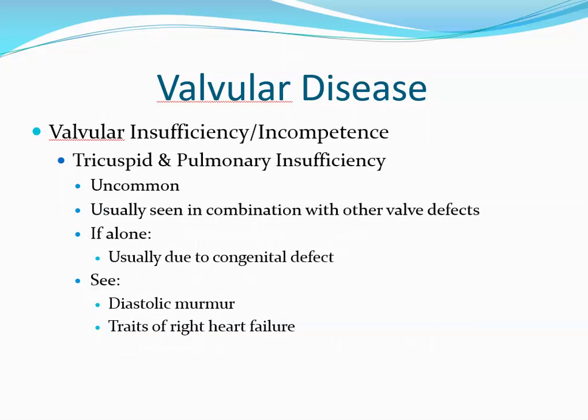Again, with the tricuspid and the pulmonary valves, insufficiency here is uncommon. Usually, if it happens, it is seen in combination with other valve defects. If alone, it is usually due to a congenital defect. When it happens, you will see a diastolic murmur and traits of right heart failure.